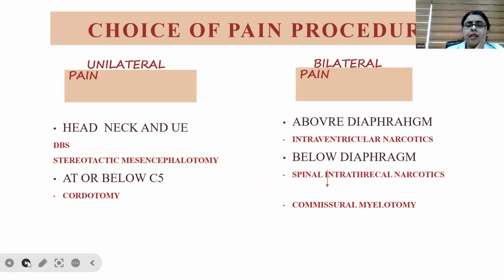So basically, we are all familiar that there are different procedures or different choices for pain. First, it's necessary to establish whether the patient has pain that is unilateral or bilateral. If the patient has unilateral pain, then again there are different options. If the pain is below the diaphragm level or below the C5 level, then cordotomy is the procedure. In the same way, commissurotomy is a procedure of choice in bilateral pain. But in bilateral pain, it's better to give narcotics, either below the diaphragm or above the diaphragm.